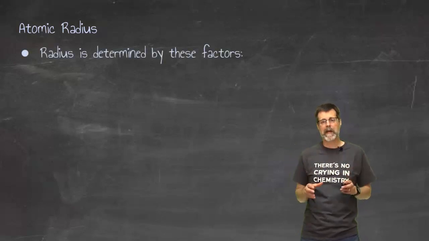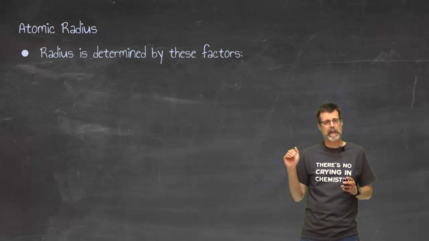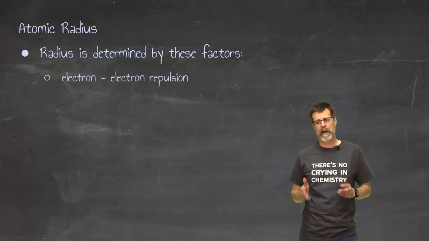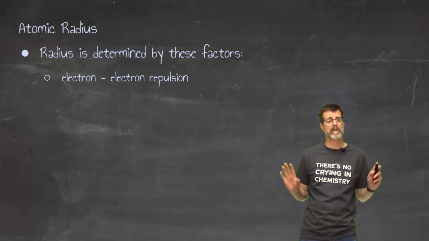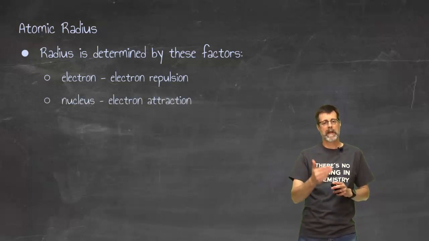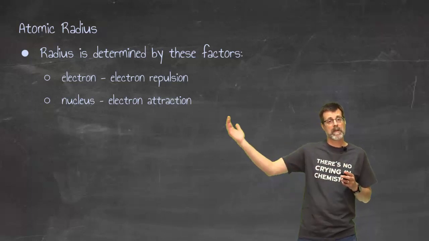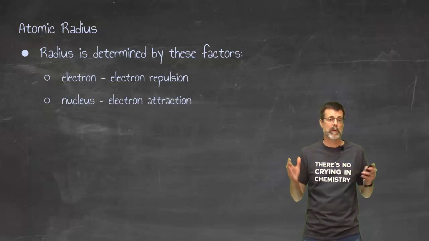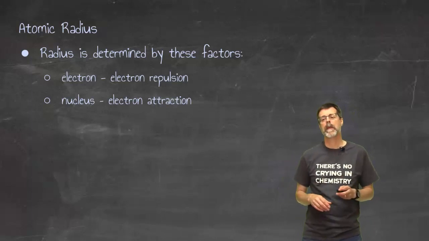Radius is how big the atom is. Think of it as a sphere, but we can draw a circle: how far away the outside electrons are from the nucleus. There's going to be a balance between different factors. Number one is the electron-electron repulsion. The more electrons I have in there, they're repelling each other. That's going to push the atom out to be a little bit bigger. There's also the nucleus-electron attraction. The protons in the nucleus, the positive charges, are going to be attracting those outside electrons, and that's going to be drawing the atom in. At the point where those two things balance out is where the atom is going to stop changing size.